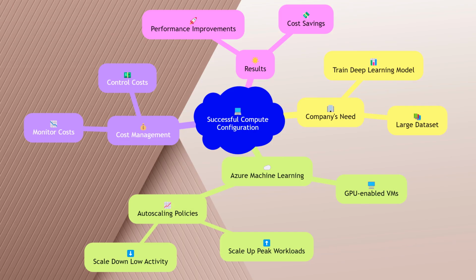Let's explore a case study of a successful compute configuration for a machine learning project. A company needed to train a deep learning model on a large data set. They chose to use Azure Machine Learning Compute with GPU-enabled virtual machines. By configuring auto-scaling policies, they ensured that the compute cluster scaled up during peak workloads and scaled down during periods of low activity. They also used cost management tools to monitor and control costs. As a result, they achieved significant performance improvements and cost savings.